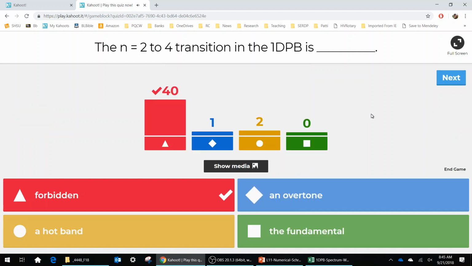Give them that little nudge. Yeah, that's the forbidden because 4 minus 2 is 2.